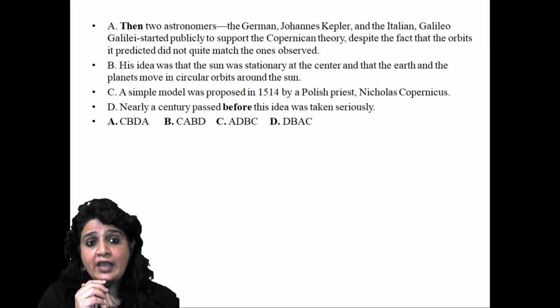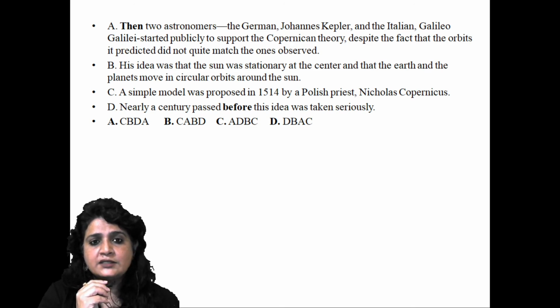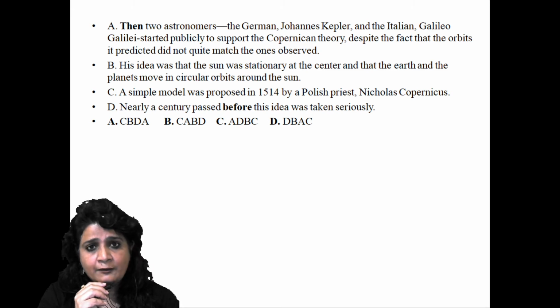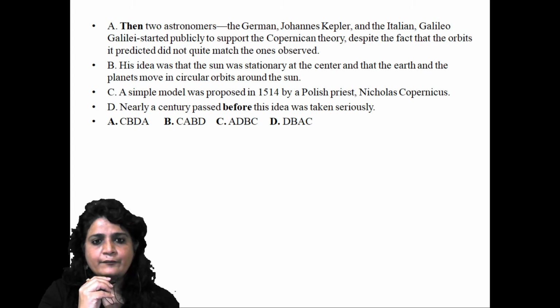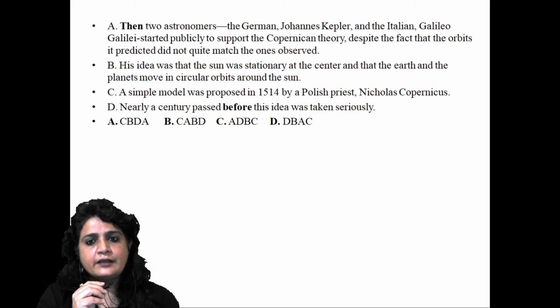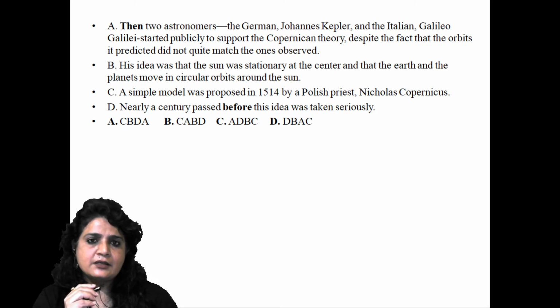And we have another sentence B which says his idea was that the sun was stationary at the center and the earth and the planet moves in circular orbit around the sun. So C is followed by B because it further gives the detail of the idea. He proposed a model. What was that model? The idea was that the sun was stationary. And then nearly a century passed before this idea was taken. So these time indicating references are making it very clear what should be the order of the sentence. Right?